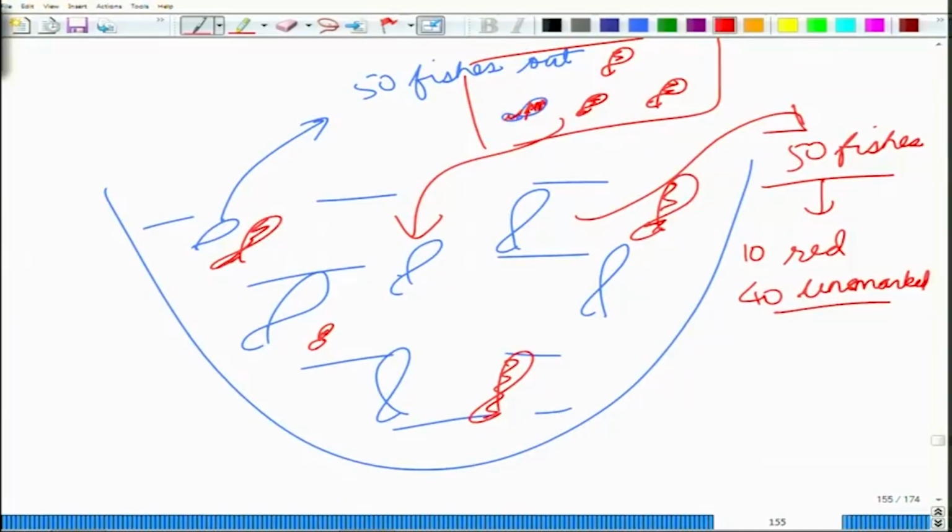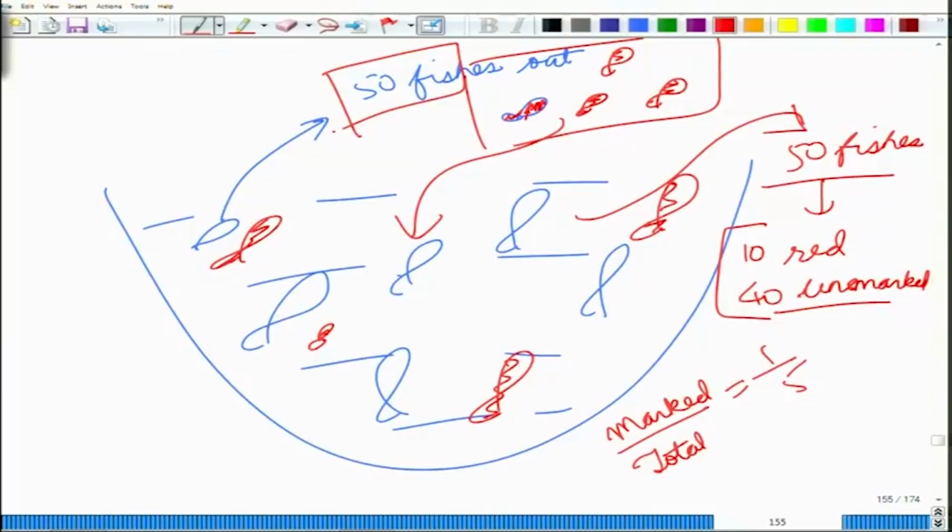Now in this case, because all of these fishes have completely mixed up in the population, we say that 1 out of every 5 fishes is marked. So the number of marked fishes upon total is the same. Now the total number of marked fishes is 50. So you multiply by 5, and you get that 50 out of 250 fishes are marked. In this way we can say that the total number of fishes in this pond is 250.